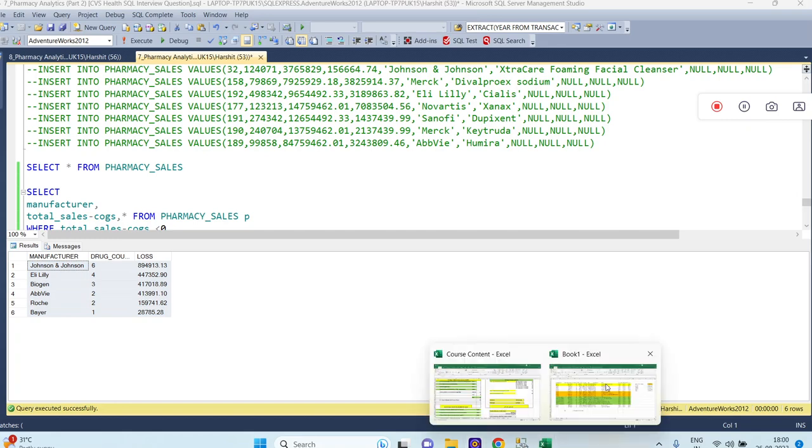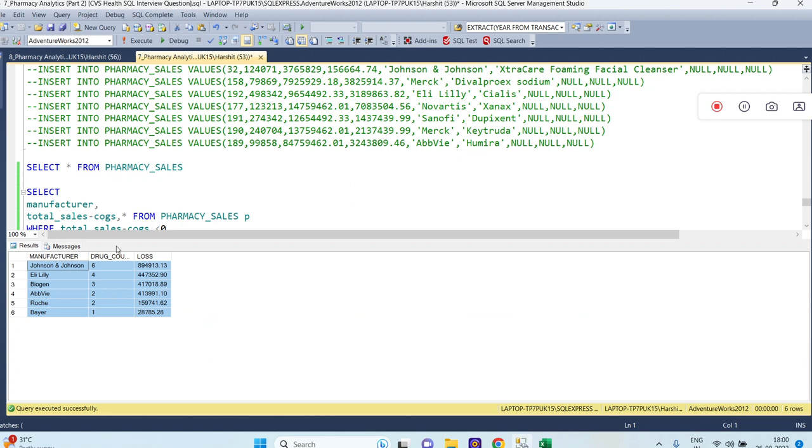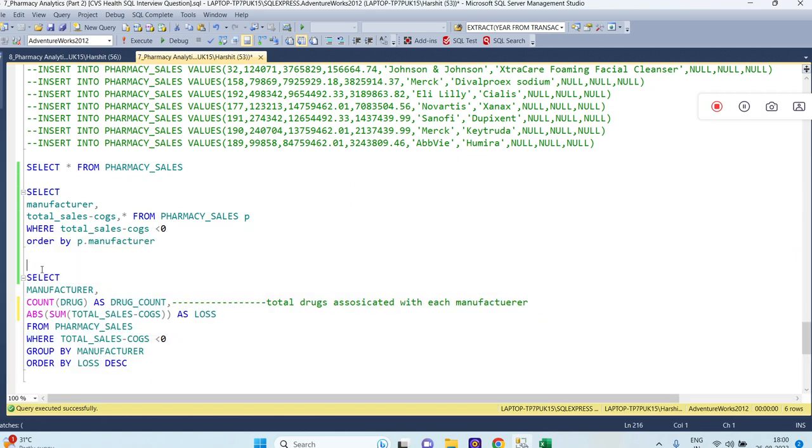Okay. So if you see, then we can compare with the Ellie Belly, right? So Ellie Belly has a total of four drugs associated with the losses, and the sum of these four amounts will be 447352, right? 52.9. So that is for Ellie Belly. So this is our final answer. Select manufacturer, count of drug, then sum of total sales minus costs.